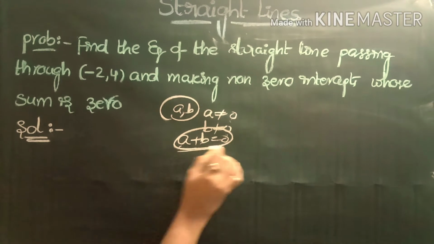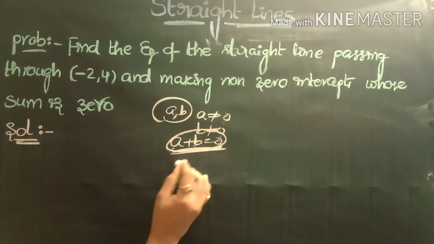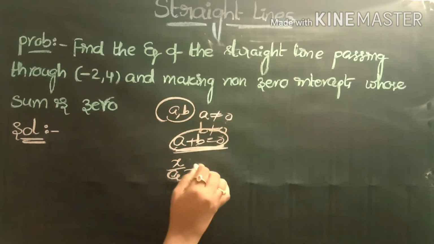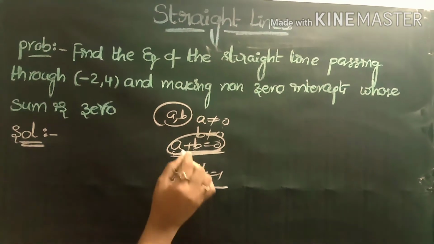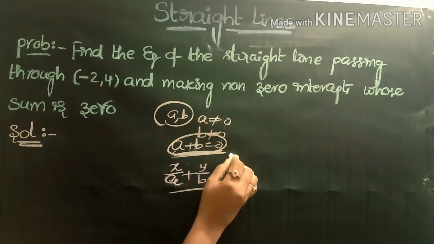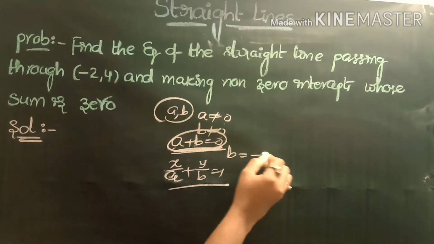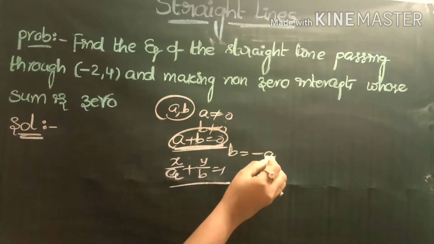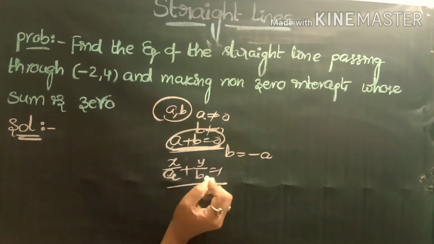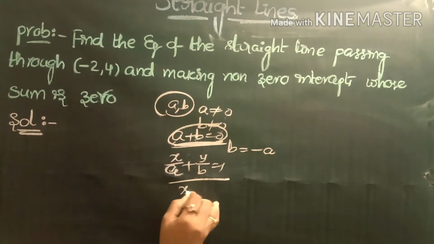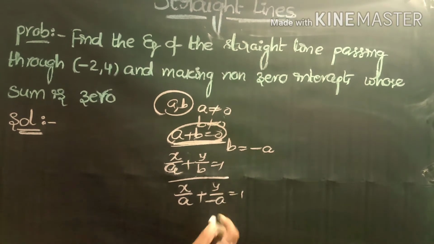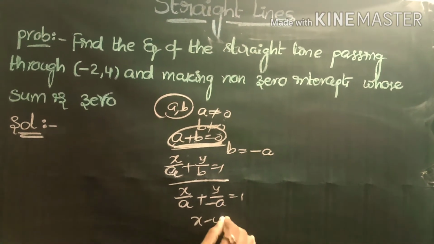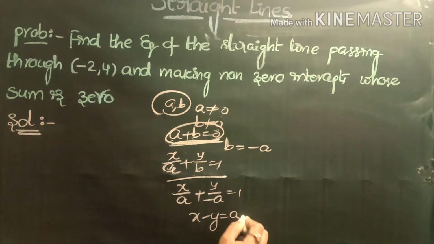So here we have the data in terms of a, b. So we are taking the equation of the line as x by a plus y by b is equal to 1. And clearly given that a plus b is equal to 0, then what is the value of b? b is equal to minus a. Now we are substituting b is equal to minus a in this equation. Then what we get? x by a plus y by minus a is equal to 1. By taking the LCM, it becomes x minus y is equal to a.